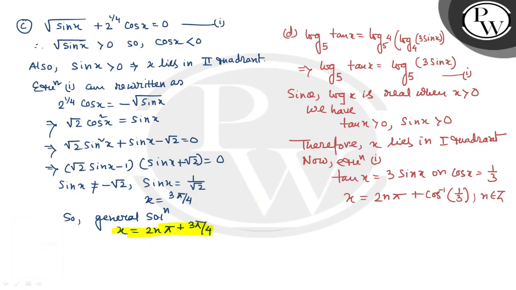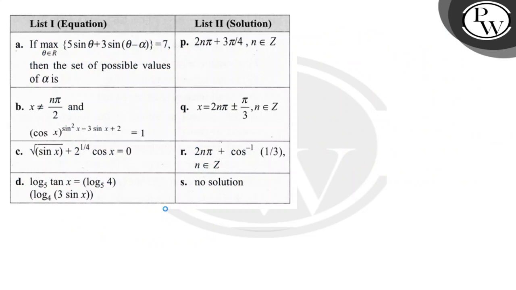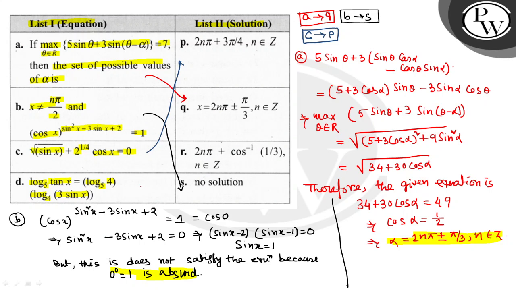So we match this option. x is equal to 2n pi plus cos inverse of 1 by 3, n belongs to Z. So we move to the options and check: option D matches with R. So question number D matches with R. So this is the solution: A with P, B with S, C with P, and D with R. Hope you understood it well. Best of luck.